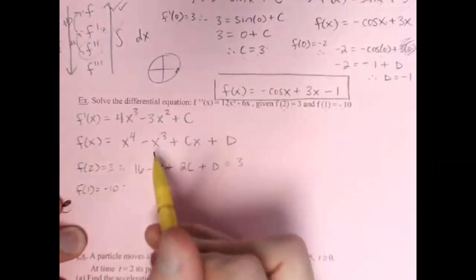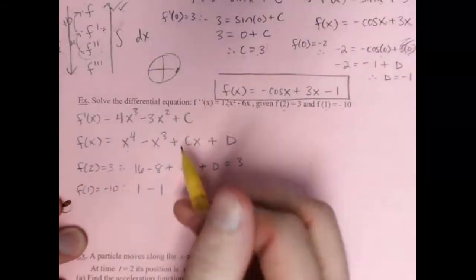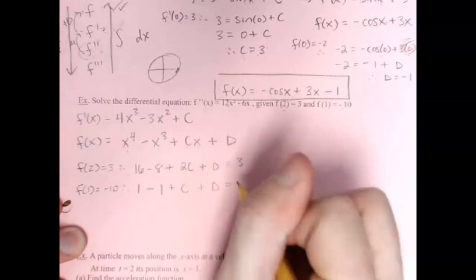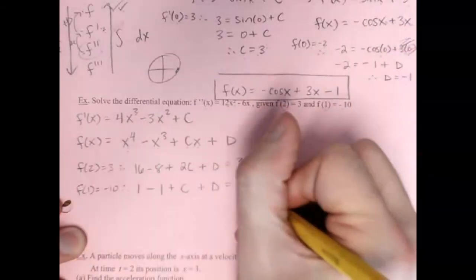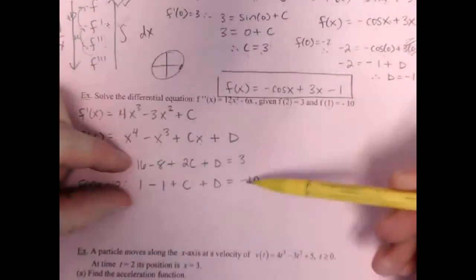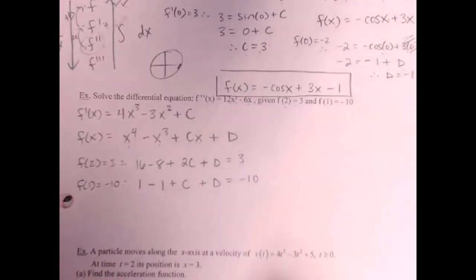So let's see. 1 to the 4th power is 1. 1 to the 3rd power is also 1. c times 1 is just c. And then plus d. And if I plug in 1, it needs to be equal to negative 10. So now I've got this system of equations. I've got 2 equations, 2 unknowns, and I can solve it either with substitution or with elimination.